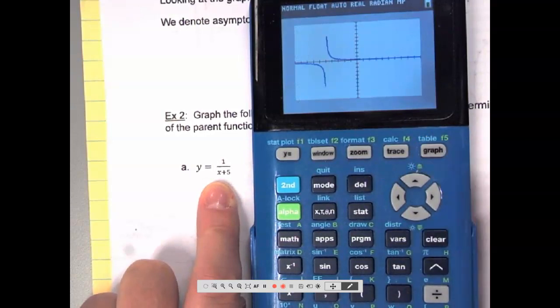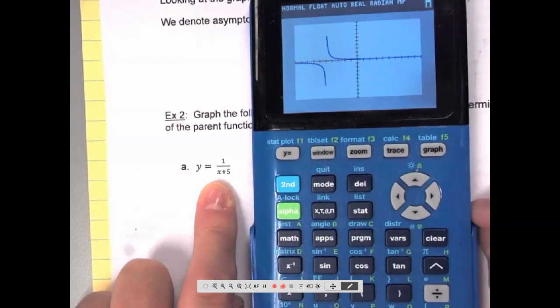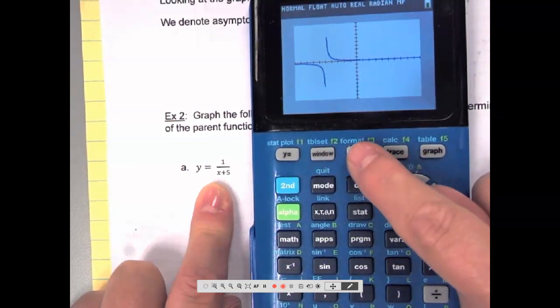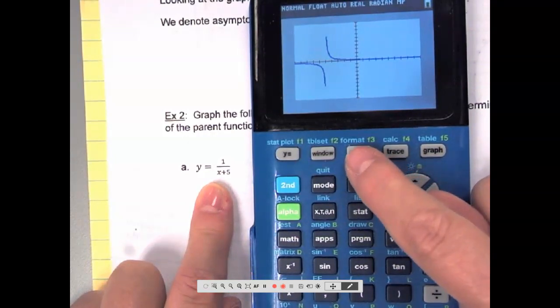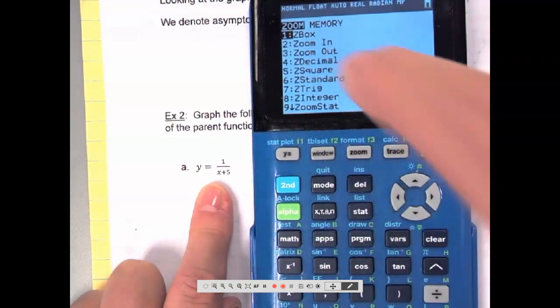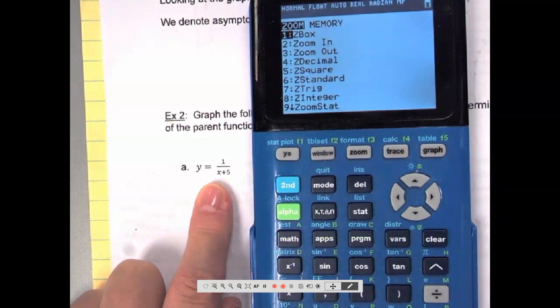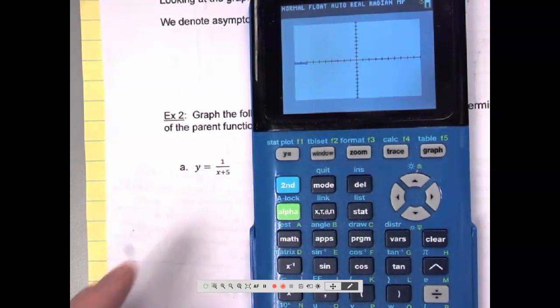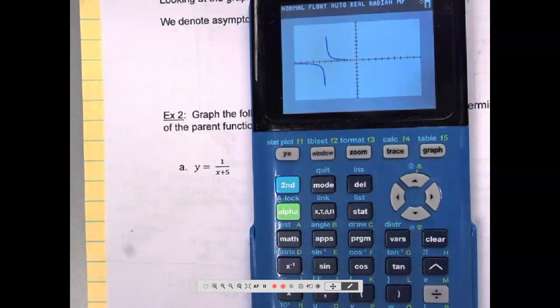If your graph does not look like this, I want you to try this first. Push zoom, right here, zoom, standard, 6, so zoom 6. That will always go back to a home graph of 10 to negative 10. Now if your graph does not look like that, raise your hand.